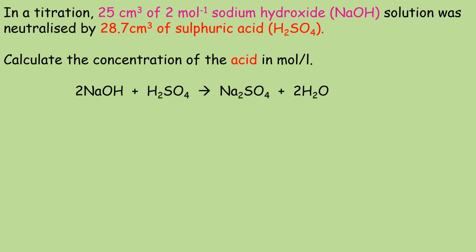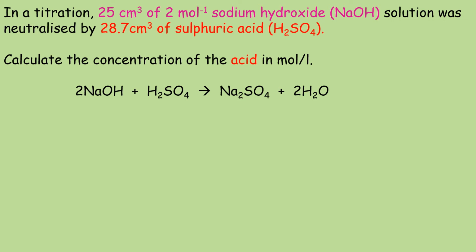So in this example, we're going to look at the reaction between sodium hydroxide and sulfuric acid. You can see that sulfuric acid is H2SO4. So unlike hydrochloric acid, which was HCl, we've got 2 hydrogens here in the formula. That means we actually need twice as much alkali to neutralize the acid, because sulfuric acid is twice as acidic as hydrochloric acid, because it produces twice as many hydrogen ions when it's in solution.